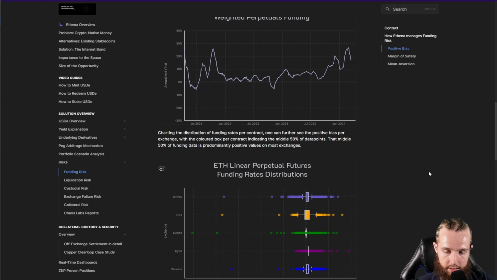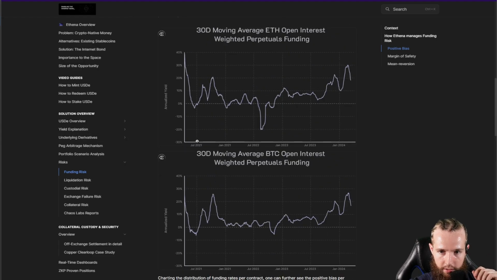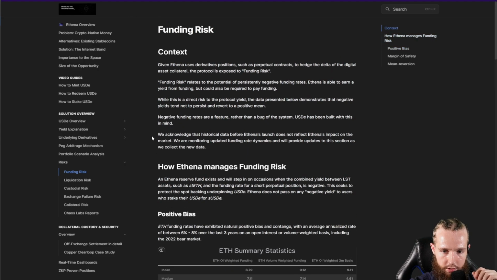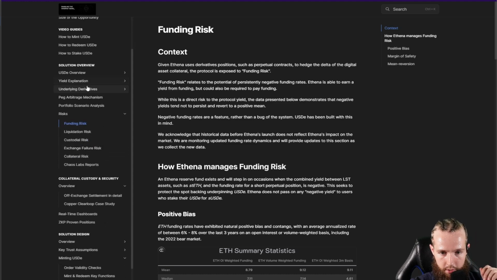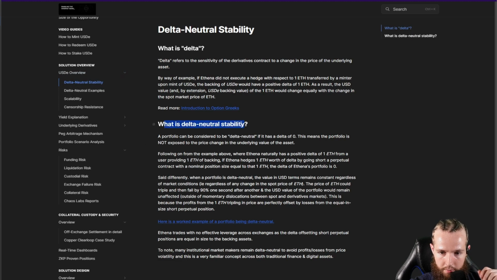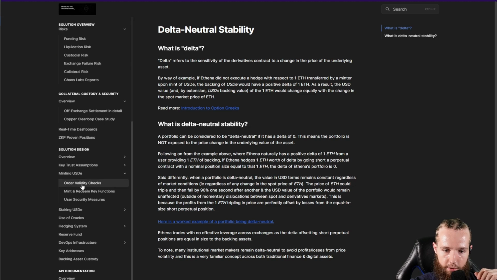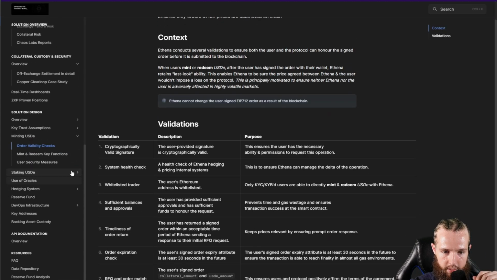But that being said, this is a mechanism that is working. There is $3.2 billion right now in TVL in Ethena. I'll link this docs section below in the description, so you can go ahead and take a look at it. They explain all the risks, all the derivatives, the yield, all the positions, and how they maintain delta neutral positions, all the different checks and balances in their system.